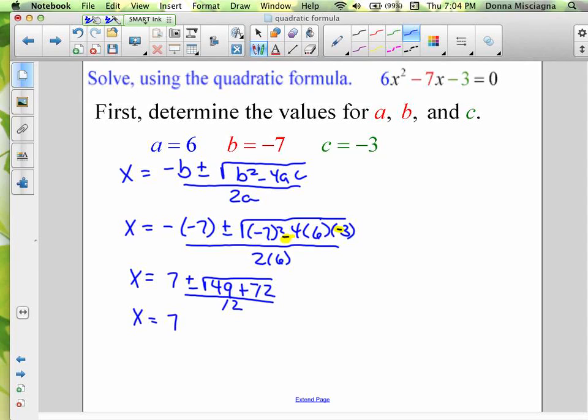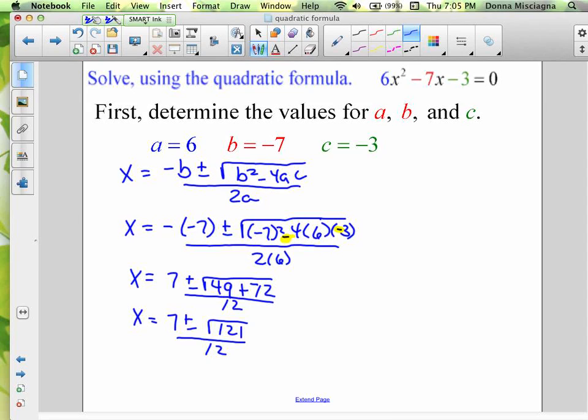So that's going to be 7 plus or minus the square root of 49 plus 72, which would be 121, divided by 12. Now you're not done. If you stop here, that's incorrect, because 121 is a perfect square. Right? And even if it wasn't a perfect square, if we could simplify, we still need to simplify it. So the square root of 121 is 11.